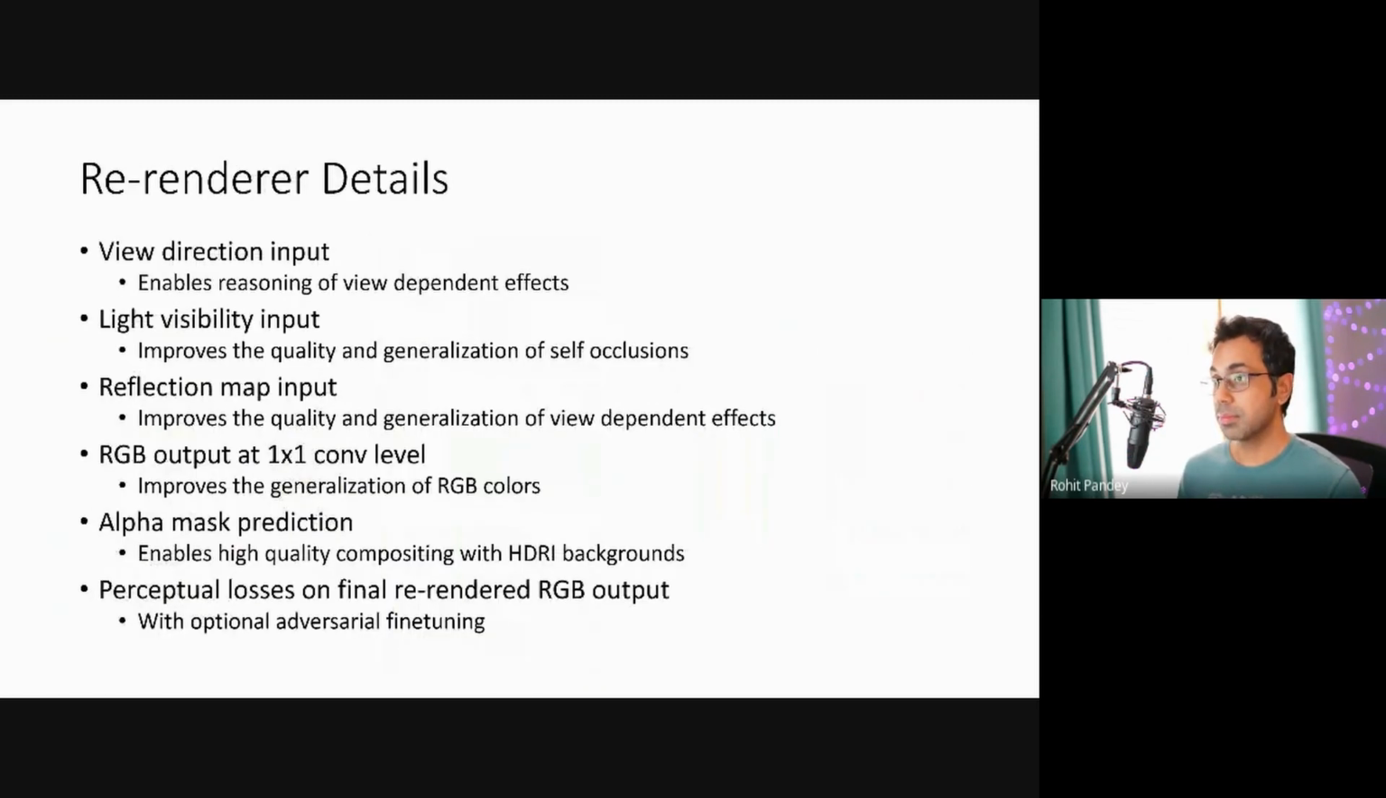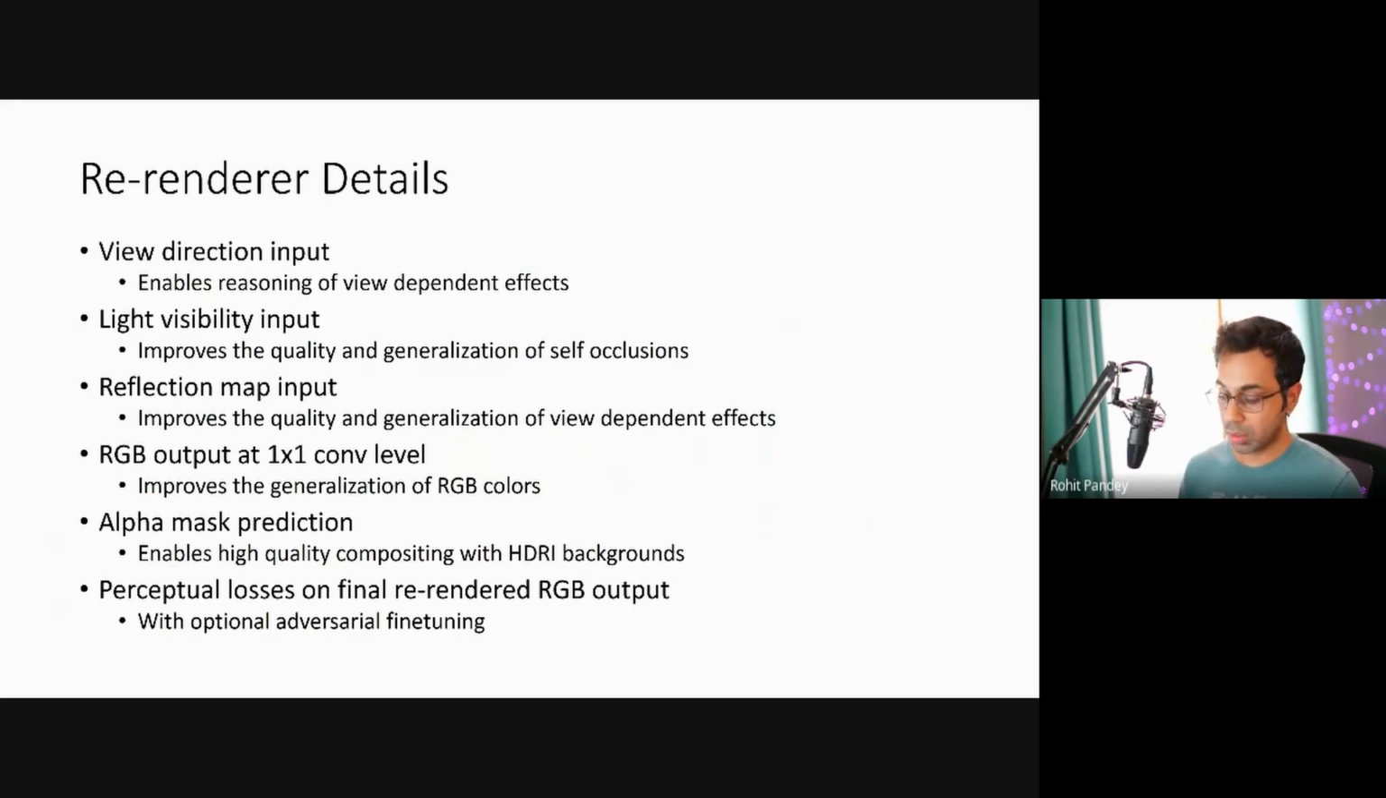Now, there are some details about the re-renderer. Basically, there's a view direction input. It enables reasoning about view-dependent effects. The light visibility improves the quality and the generalization of self-occlusions. Similarly, the reflection maps improve the quality and the generalization to view-dependent effects.